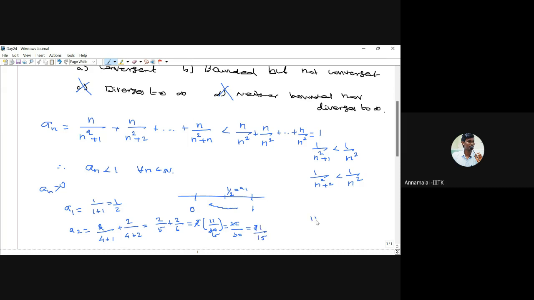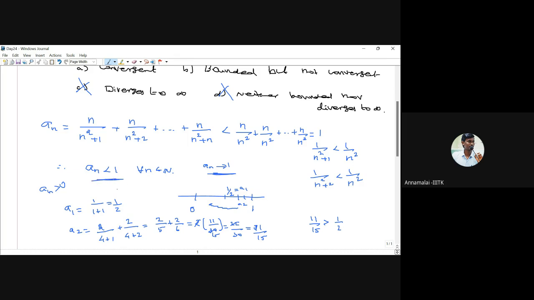So what is the relation between this 11 by 15 and 1 by 2? This is greater than this, because 22 is greater. Therefore a2 is here, and if you find a3, you'll get somewhere. So it's increasing and bounded above by 1, but strictly less than 1. Why? Because if a_n converges to 1, it means after a certain stage, all the a_n are very close to 1, but all the a_n are strictly less than 1.